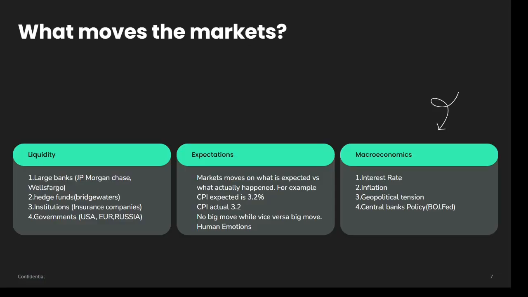And then we have central bank policy. We have the BOJ, and then we have the Fed. There are some policies that the Fed and the other central banks implement that affect the market heavily.